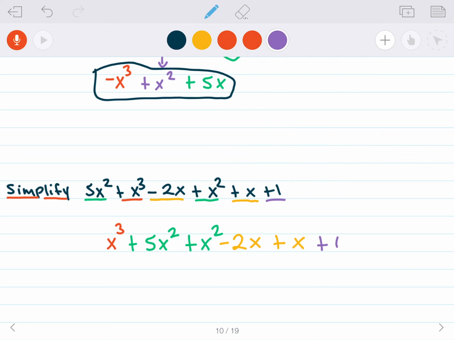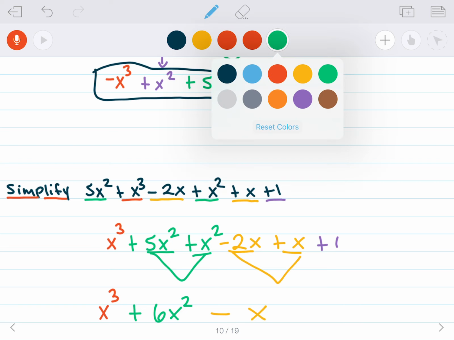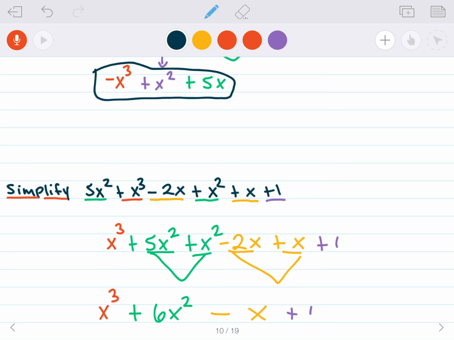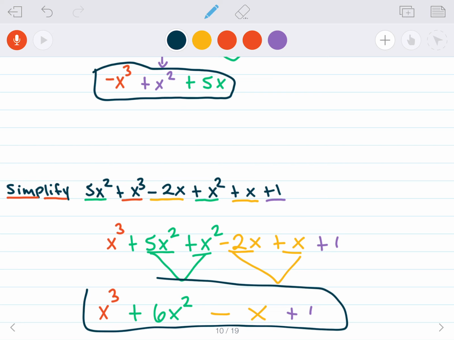Okay, now what can I combine? I can combine these guys, and I can combine these guys. Okay, and then everything else comes down. So x cubed comes down, and the positive 1 comes down because they can't be combined. But let's do the green. 5x squared plus 1x squared is 6x squared, and it's positive 6x squared. Negative 2x plus a positive 1x is a negative 1x, or just negative x. And then, of course, the plus 1 just comes down. From here, I cannot combine anymore, so this is my final simplified answer.